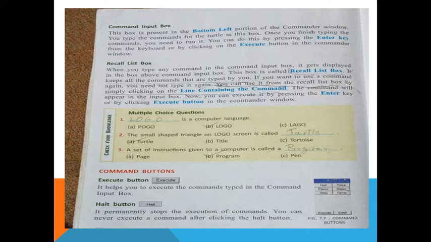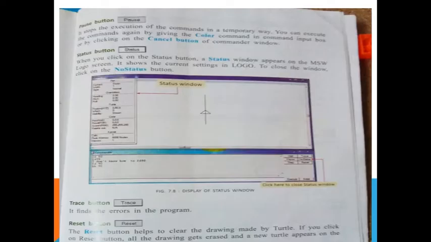What is the command input box, what is the recall list box, and here some multiple choice questions are there, so try to learn this one. Okay, and the command buttons Execute, Highlight, these are all very important. If you are using MSW Logo, it will help you. Pause, Status, and where we are using those buttons. So please try to learn this, Trace and Reset.